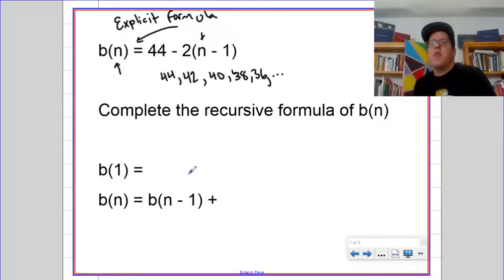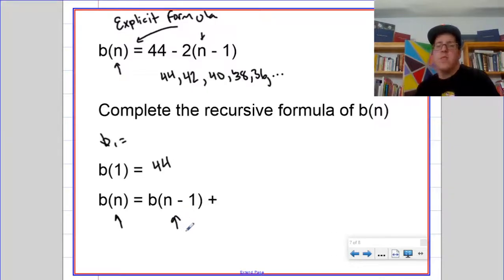So when you're writing a recursive formula, b of 1, or sometimes b sub 1, is the first term. So what's the first term? 44. Now, what this means is b of n equals b of n minus 1 plus what?